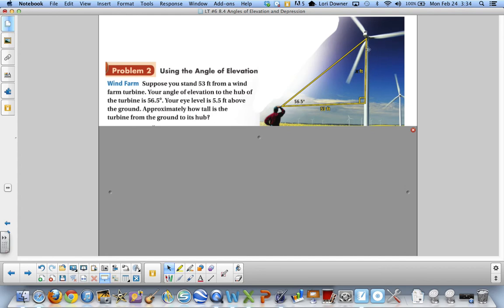So once I find this height of x, I'm going to have to add down here the height of the person, 5.5 feet, because this right triangle that's formed is not allowing for the height up to the person's eyesight. So I'm going to have to add that 5.5 feet after I'm done solving for x.